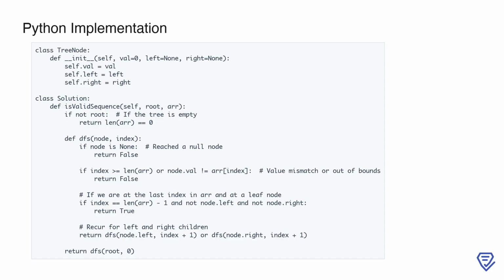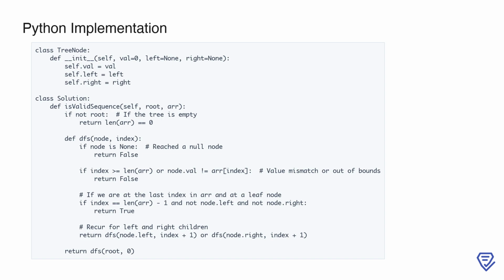1. Base case for null nodes. If the current node is None, it returns false since no further path exists. 2. Out of bounds or value mismatch. If the index exceeds the sequence length or the current node's value doesn't match the sequence value at the current index, it terminates the current path by returning false. 3. Leaf node check. If the current path reaches the last index of the sequence and the node is a leaf, no children, the function returns true, indicating the sequence matches.